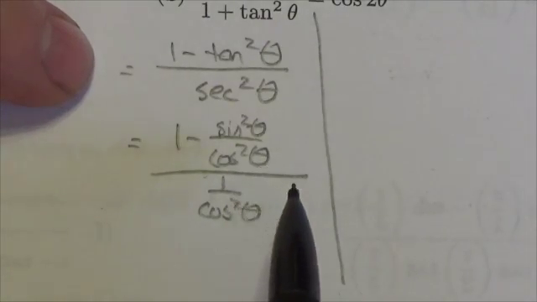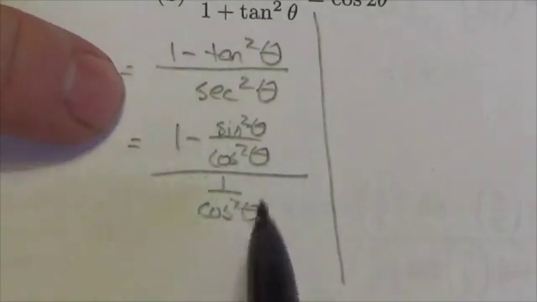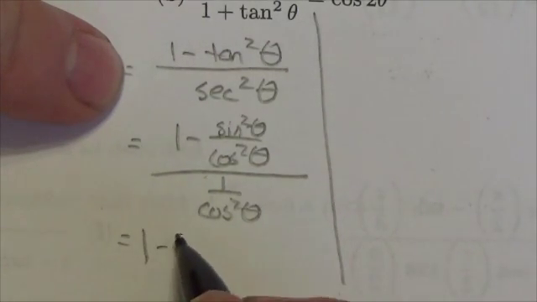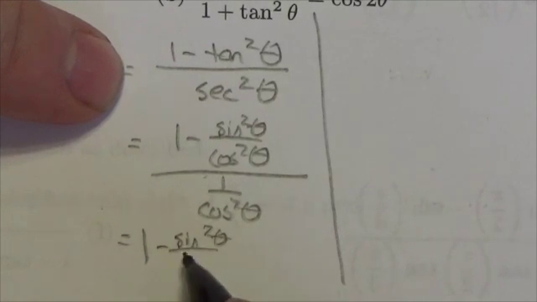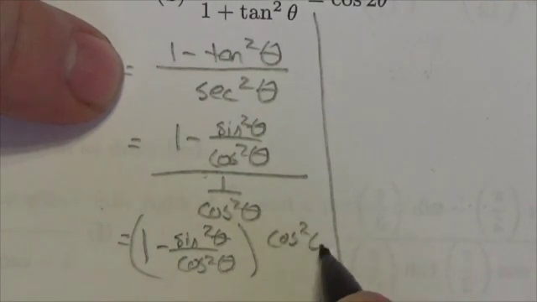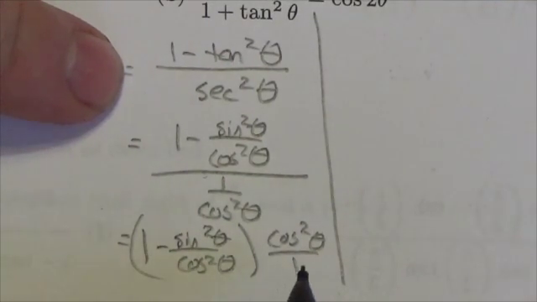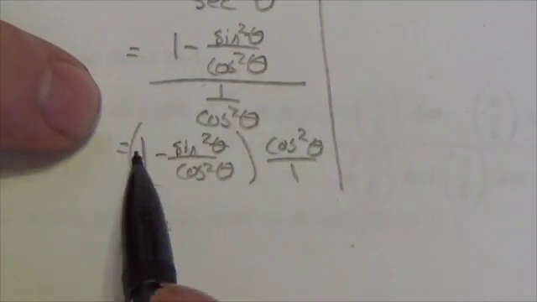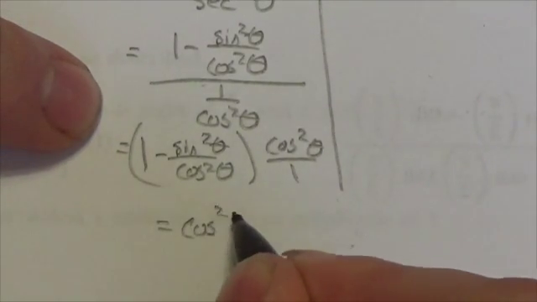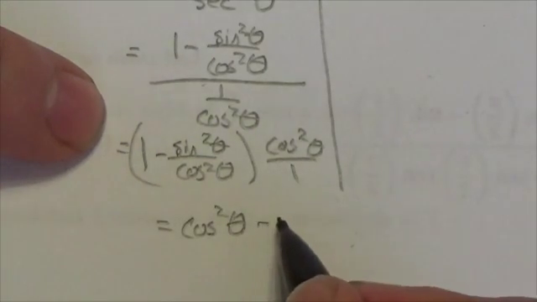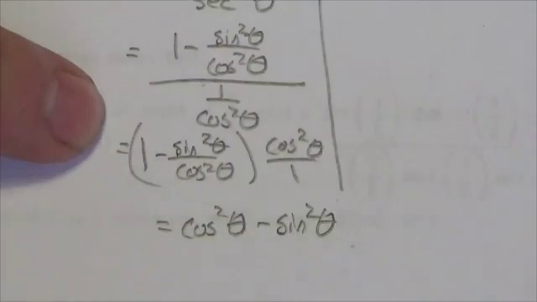Now, I'm taking this term right here and I'm dividing it by this fraction. So that can be rewritten as a product. So 1 minus sine squared over the cosine squared of theta, all multiplied by the reciprocal of that denominator, so cosine squared over 1. Now, when you distribute that through, you're going to get cosine squared of theta. And here, for the second term, the cosines are going to cancel, and we're just going to be left with minus sine squared of theta.